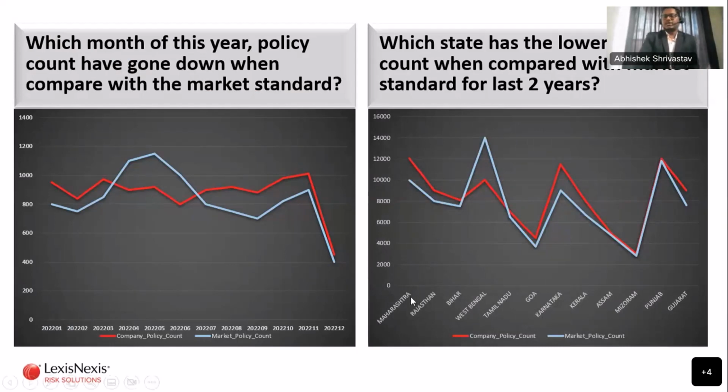Okay, so here if we take an example, we can see for most of the states, the policy count is much higher when compared with the market standard, except one specific state, which is West Bengal. So this insight is giving me information that in the state of West Bengal, the sales team has to do something to get a higher policy count, so that they can have some business model defined on top of these states, and they can make some benefits on top of it as well. Okay. So these two are the typical questions based on the policy count.